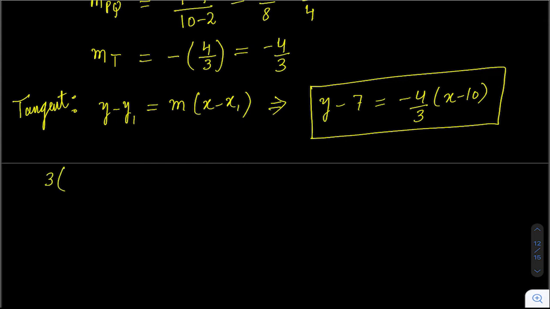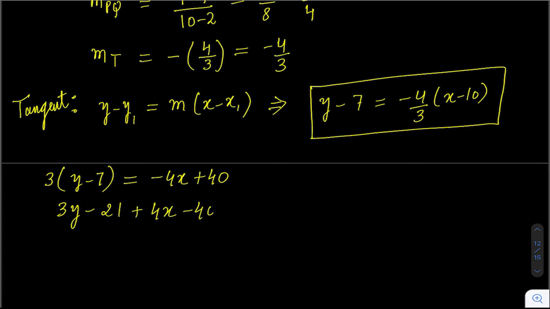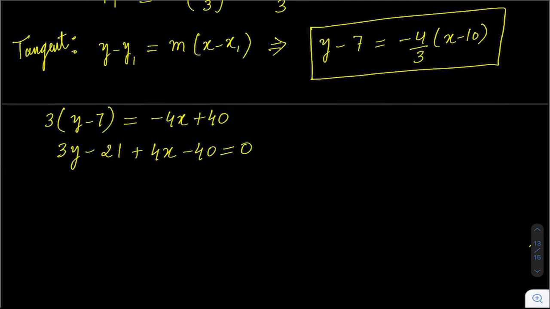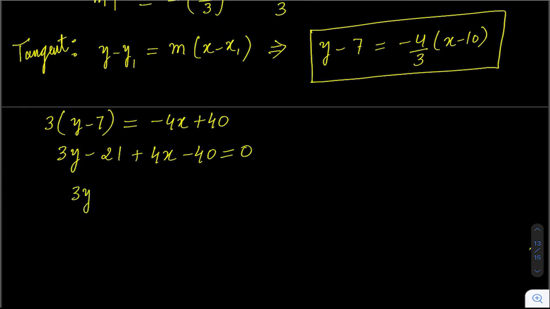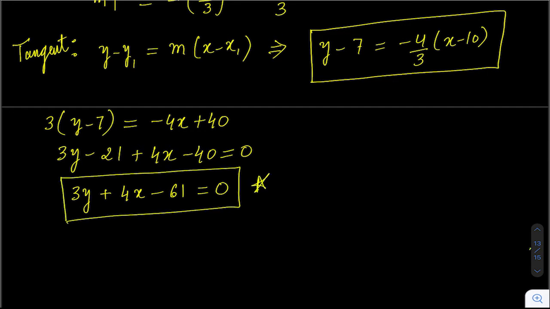So let's simplify this. Multiply by 3, we'll get 3y minus 21 equals minus 4x plus 40. So this is nothing but 3y minus 21 plus 4x minus 40 equals 0. So I will get 3y plus 4x minus 61 equals 0. So this is my answer for the B part, and this is my tangent.